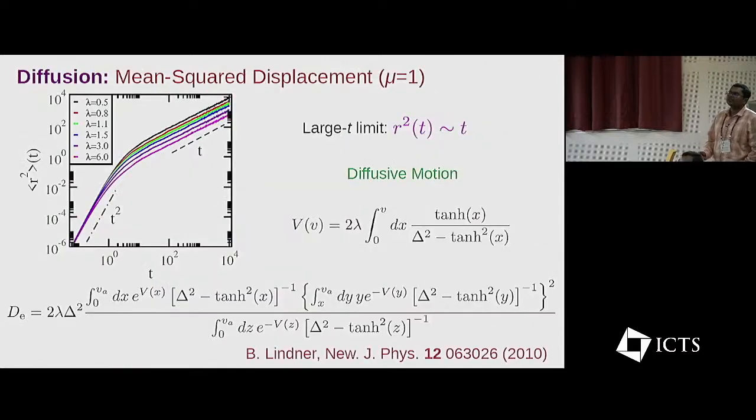Next we calculate the mean square displacement of the particle. Here we consider the mu equal to 1 case, because pure diffusion arises when mu equal to 1. Otherwise our velocity distribution is shifted from 0, so there is some drift, and we avoid that by setting mu equal to 1. We found that r square goes as t, which implies diffusive motion, and we obtained a quadrature expression for the effective diffusion constant using the method described in this paper.